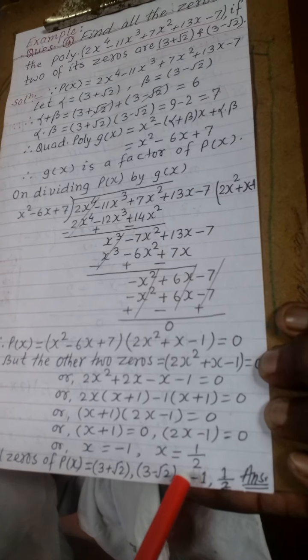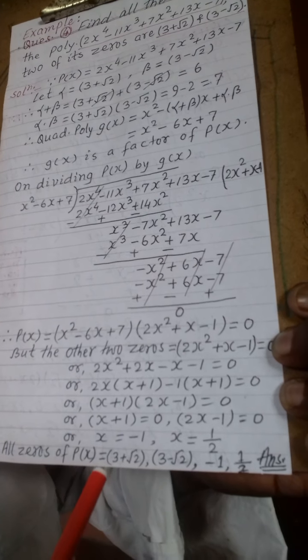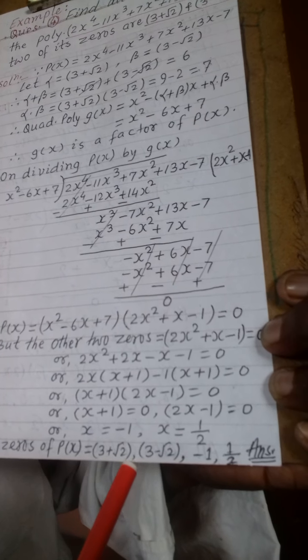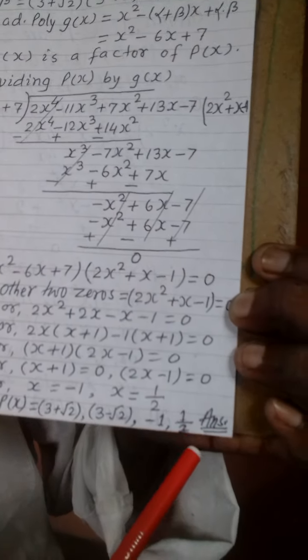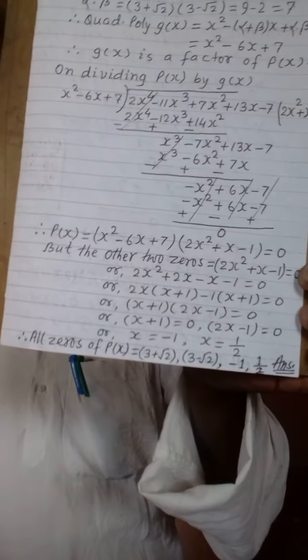x is equal to 1 by 2. So all the zeros of p(x) are 3 plus root 2, 3 minus root 2, minus 1 and 1 by 2.